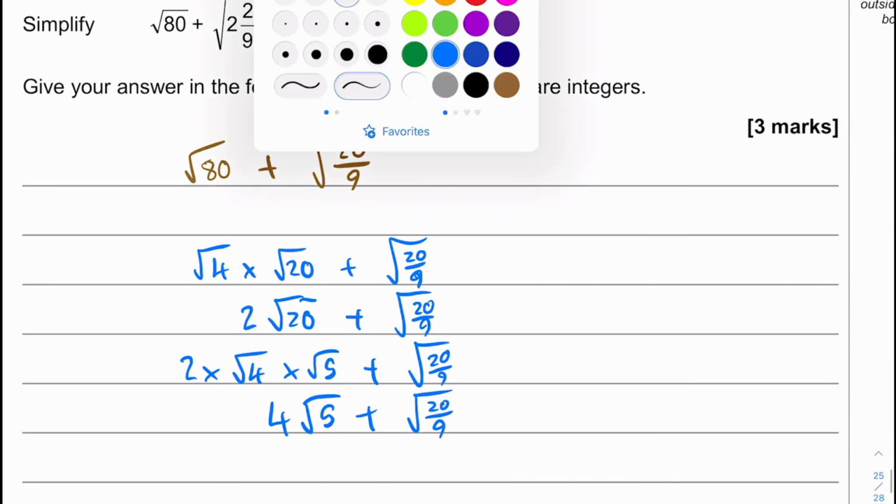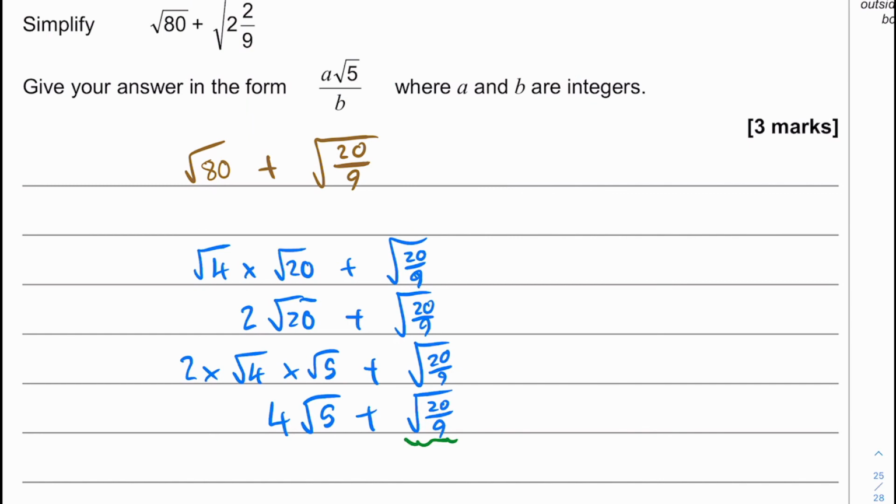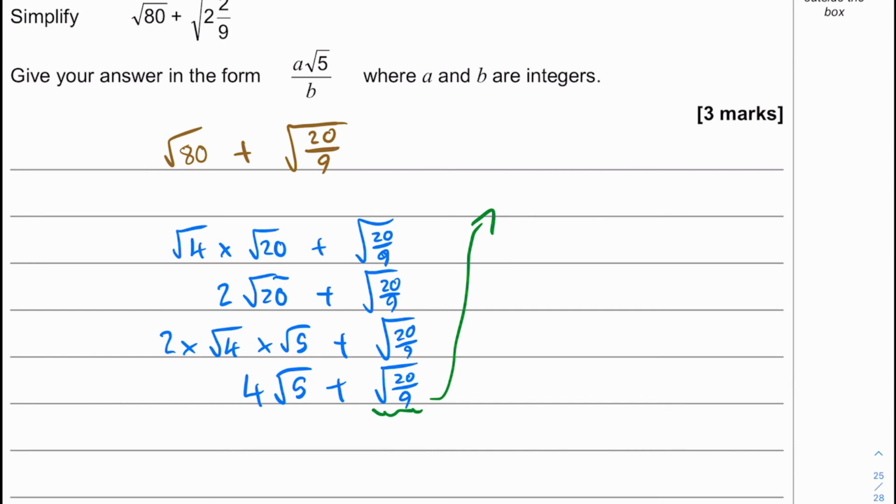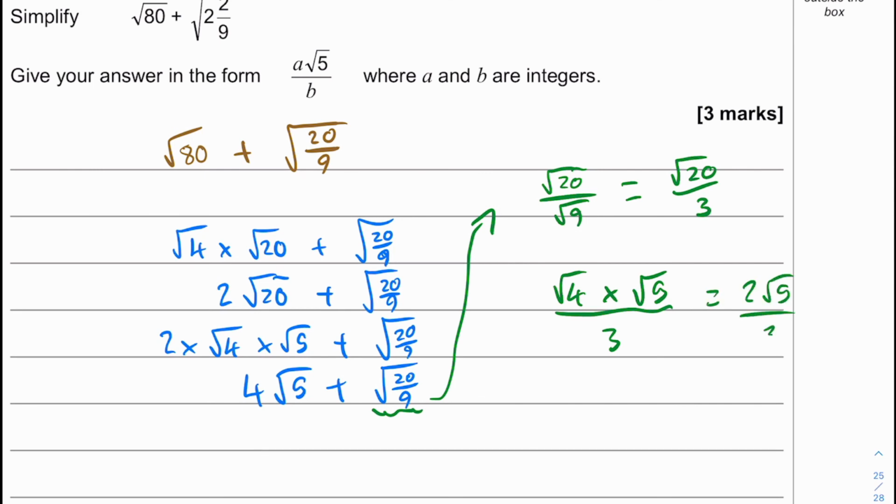Okay, what we then can do is with this fraction here, I'll just draw an arrow up here because we're running out of room, we can almost split the fraction up into two parts, so we can have root 20 divided by root 9, and this is equal to root 20 over 3. We can then split our root 20 up, so we can say that we've got root 4 multiplied by root 5 all over 3, and this is equal to 2 root 5 over 3.